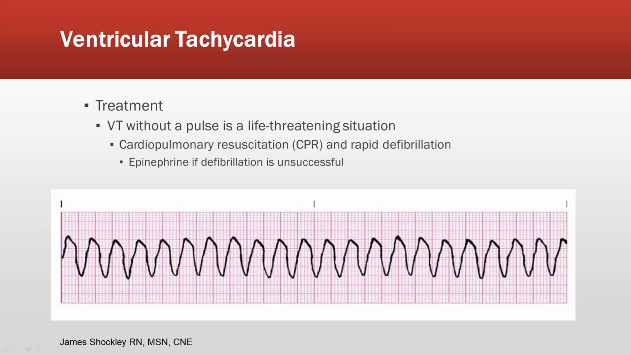This is more of a traditional ventricular tachycardia. In this particular case, we're going to say it's unstable. So ventricular tachycardia without a pulse is a life-threatening situation. And we're going to refer back to CAB. Again, however, if we can defibrillate, we're going to defibrillate.